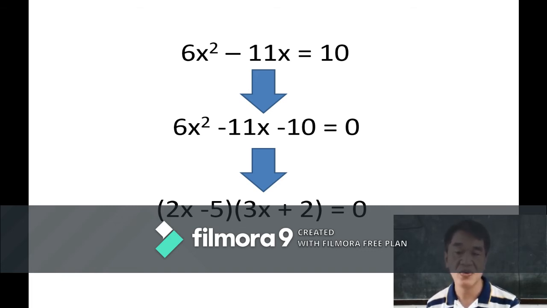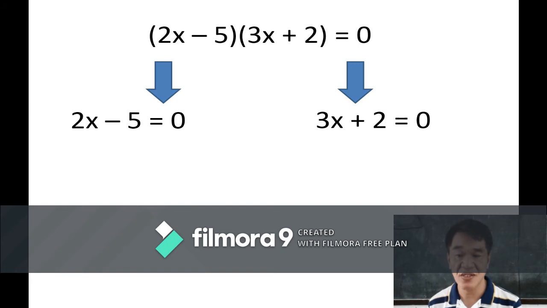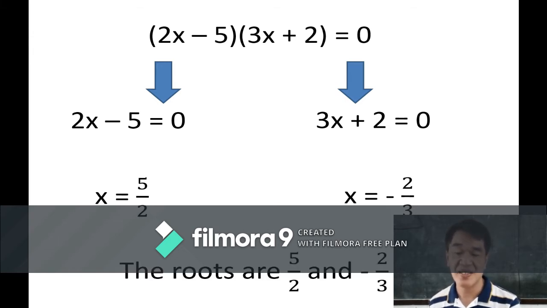And we are now ready to equate each of these factors. 2x minus 5 equals 0 and 3x plus 2 is equal to 0. Again, if you have 2x minus 5 is equal to 0, your x there should be 5 over 2. And for 3x plus 2 is equal to 0, your x there should be negative 2/3. That is by transposition or the addition property of equality, and of course the division property. Just apply these two properties. The roots are of course 5 over 2 and negative 2/3. As simple as that.